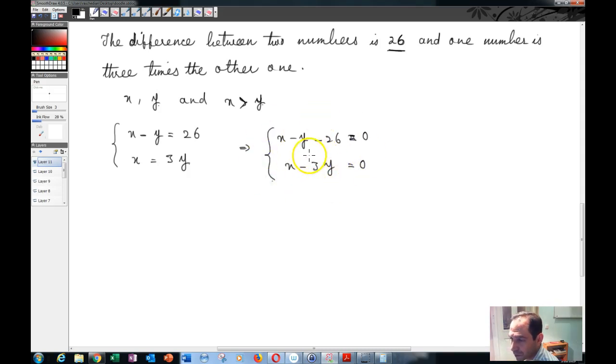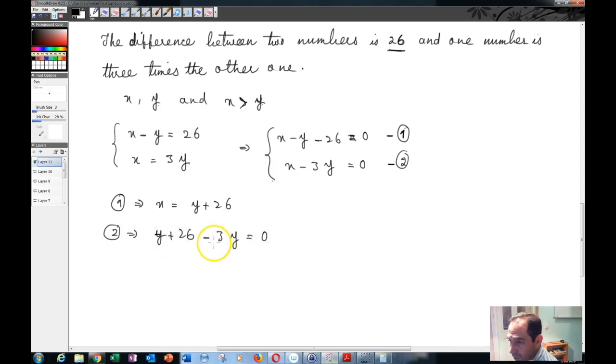Okay, so I take these as my original equations, and I take these as equation number 1 and 2. Now, if I use equation number 1 in order to find, for example, x in terms of y, I would get x is equal to y plus 26. And then I can substitute x in equation number 2. So y plus 26 instead of x in x minus 3y is equal to 0. So y minus 3y is equal to negative 2y is equal to negative 26. So y is equal to negative 26 divided by negative 2, which is equal to 13.